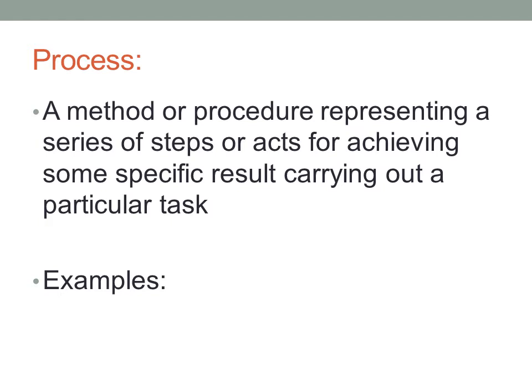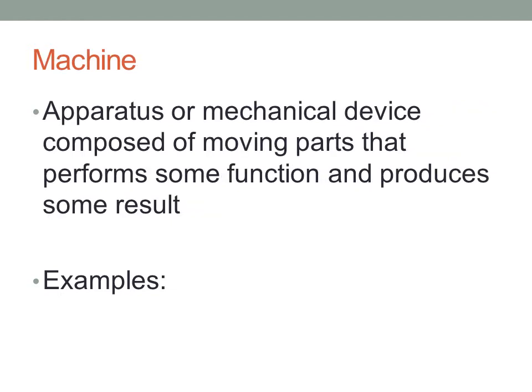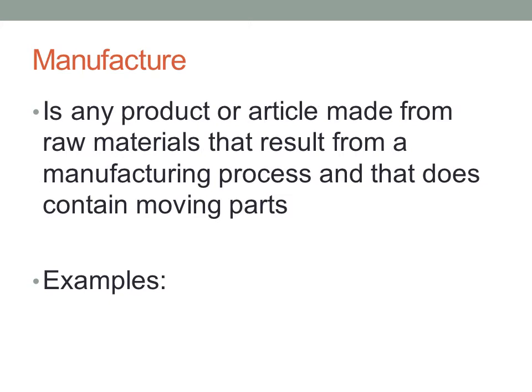It's the method that has to be subject to the patent. Okay. The next one is the machine. So we either have a process or we have a machine. This is the one most people are familiar with. An apparatus or mechanical device composed of moving parts that perform some function and produces some result. Computers, right? Car engines, clock radios, iPod. Those are all examples of a machine that meets the subject matter requirement for a patent.